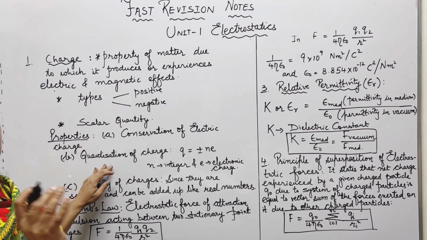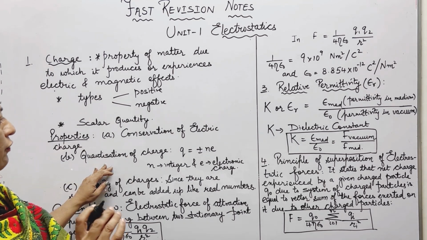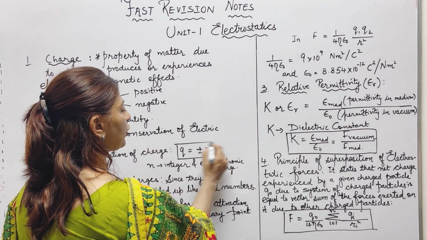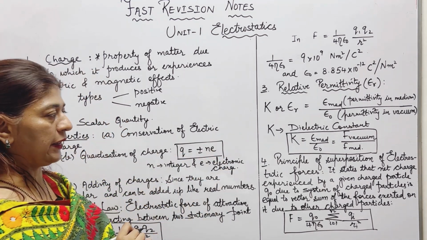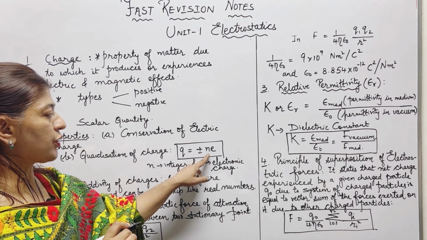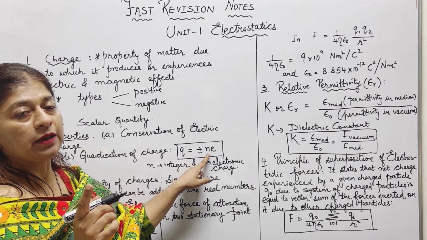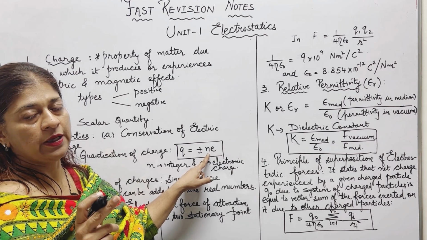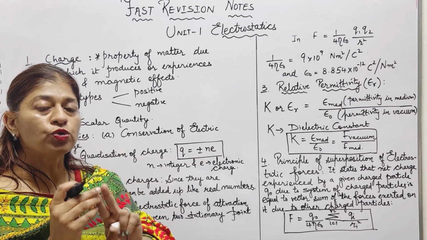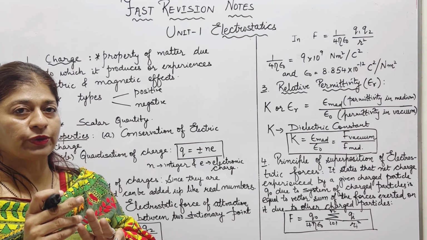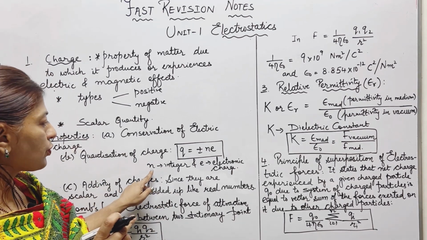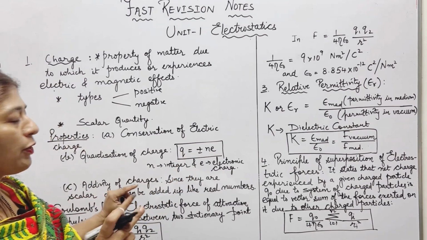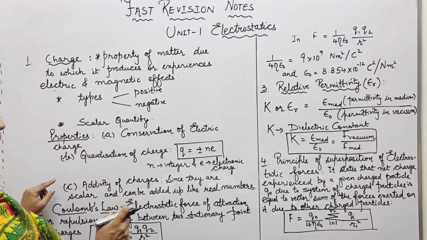Quantization means discrete, or one particular value that is allowed. It follows the formula, which is very important: Q is equal to plus minus Ne, where N is an integer. This N can be a number 0, 1, 2, 3. It can't be a fraction. It is just like there can be 2 students, 3 students, it can't be half a student. So N is an integer, and e is the electronic charge, 1.6 into 10 power minus 19.